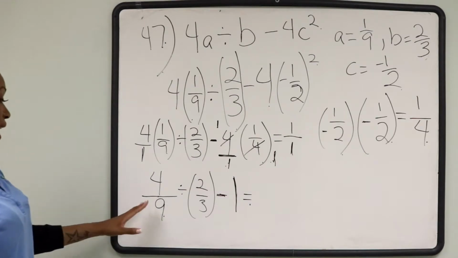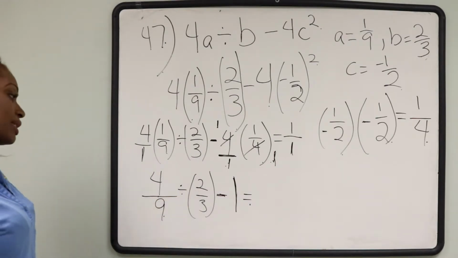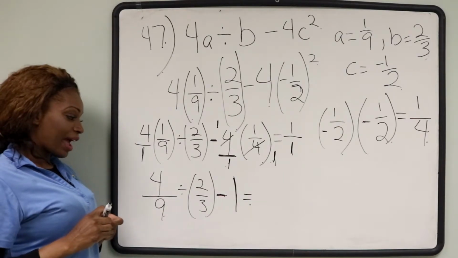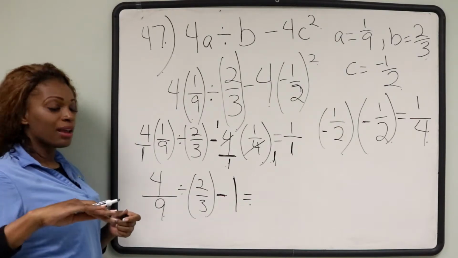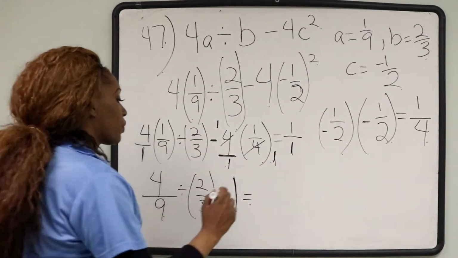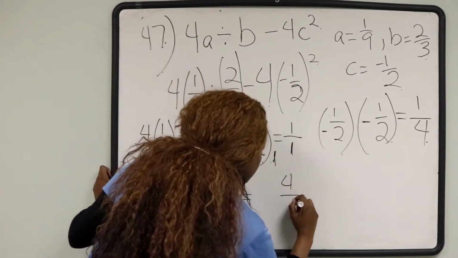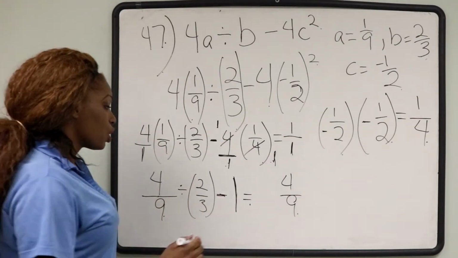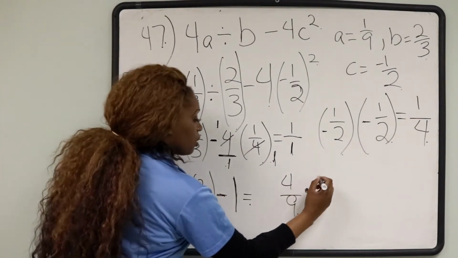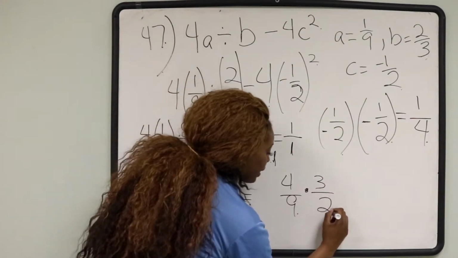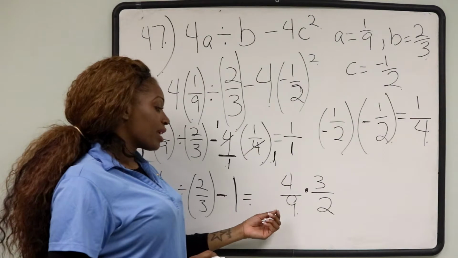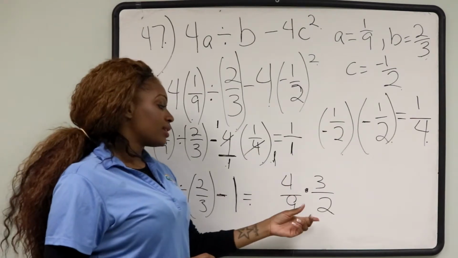And we're going to do 4/9 divided by 2/3. You always want to remember, when you are dividing fractions, you're really just multiplying by the reciprocal. So I'm going to take 4/9 and multiply it by the reciprocal of 2/3, which is 3/2. Okay? Before we multiply across, we want to reduce if we possibly can in our numerator and denominators.